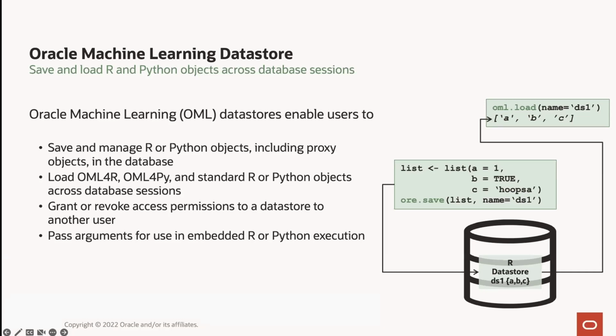The Oracle Machine Learning Datastore enables users to save and manage R or Python objects, including proxy objects, in the user's database schema to persist in the database until deleted, and load R or Python objects, including proxy objects, for use across database sessions or use in named functions. Users can grant or revoke read access to datastore contents to other database users, as well as use the datastore to pass in arguments for use in embedded execution sessions.